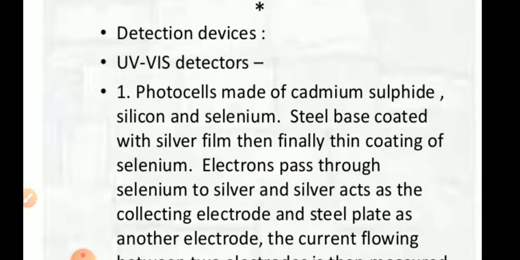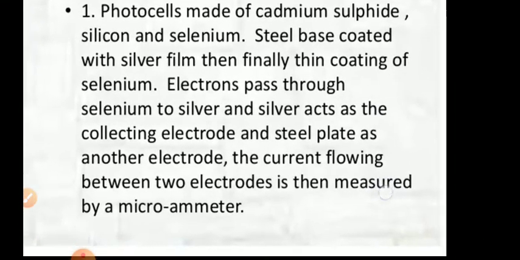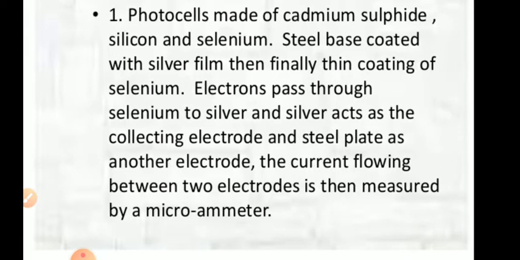Silver acts as a collecting electrode and the steel plate acts as another electrode. So just remember, there is a steel plate which has a coating of gold or silver, mostly silver, and the silver in turn is coated with selenium. Electrons pass from selenium to silver. Silver is the collecting electrode and the steel plate acts as another electrode.